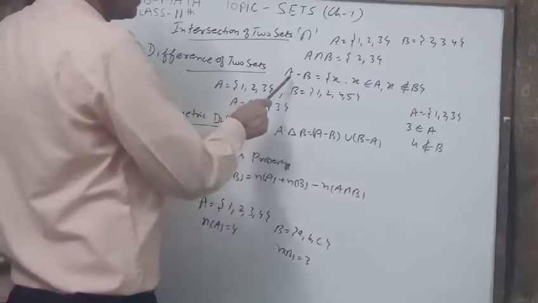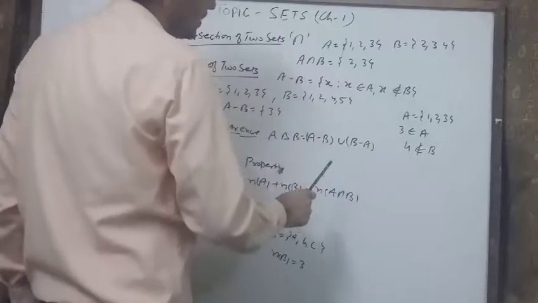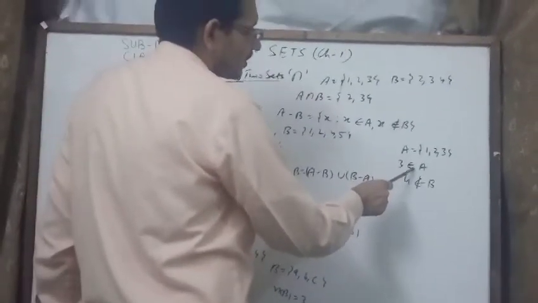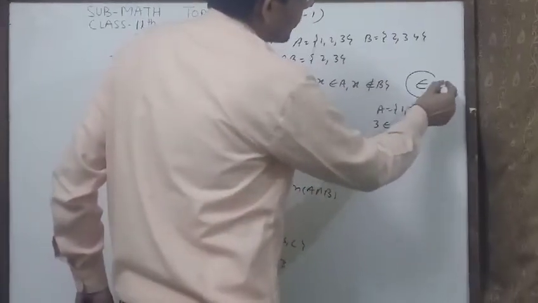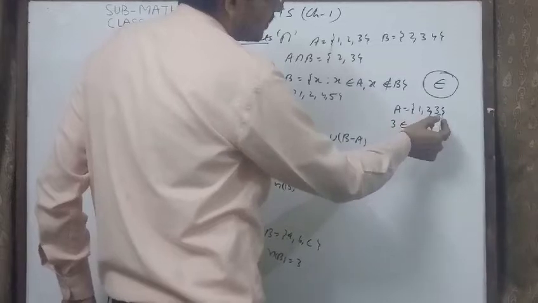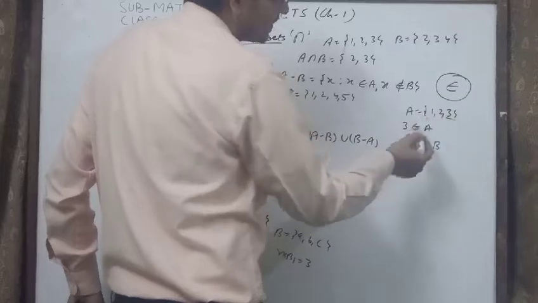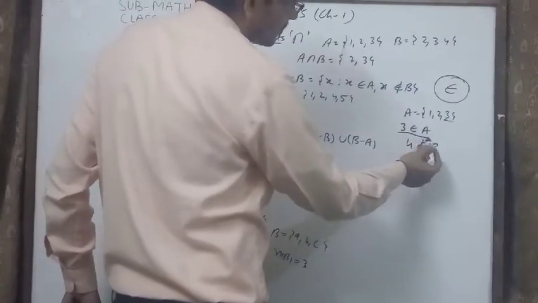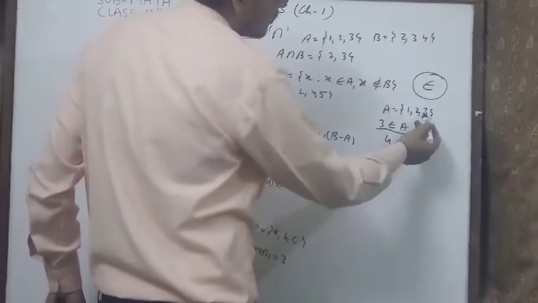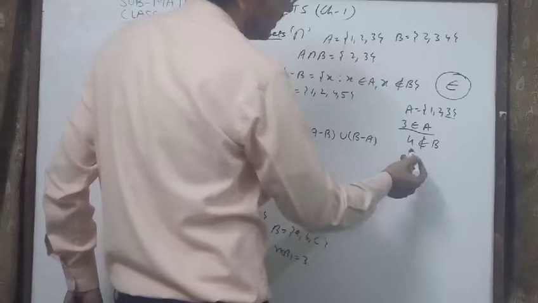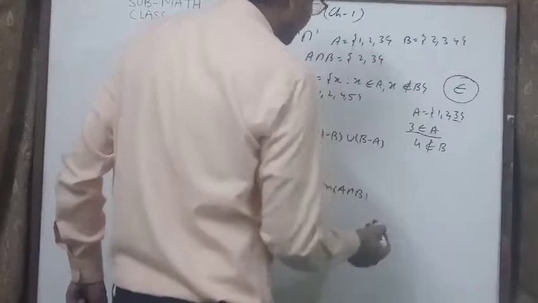Difference of two sets, A minus B. X such that X belongs to A and X does not belong to B. This notation is called belongs, right? If A is a set 1 2 3, and 3 lies in set A, then we denote 3 belongs to A. Clear? Again, 4 does not exist in set A, then we denote 4 does not belong to A. This is does not belong to B, right?